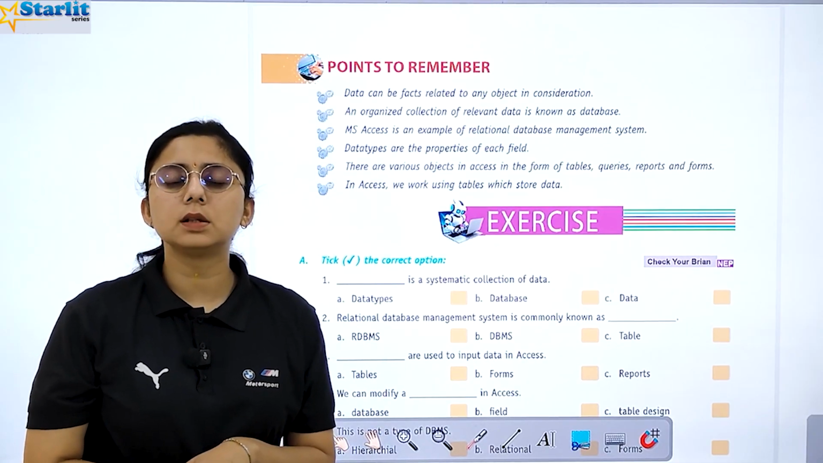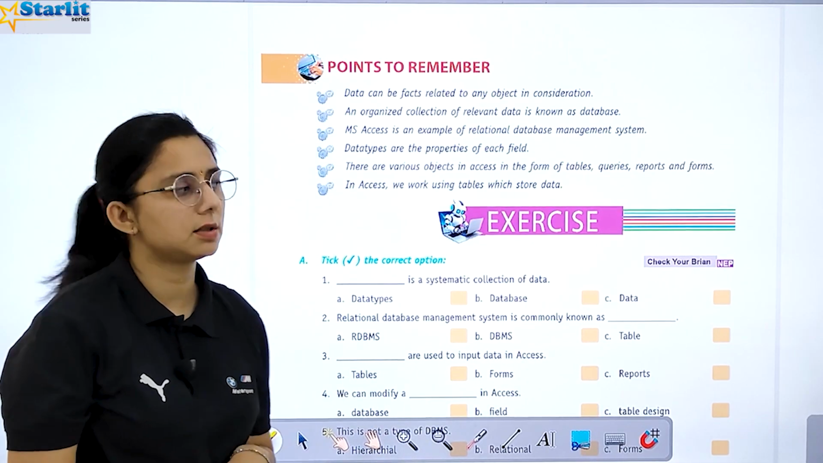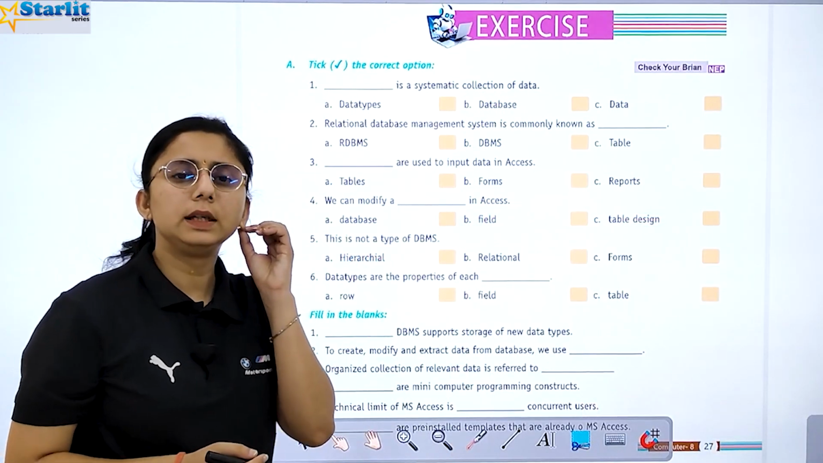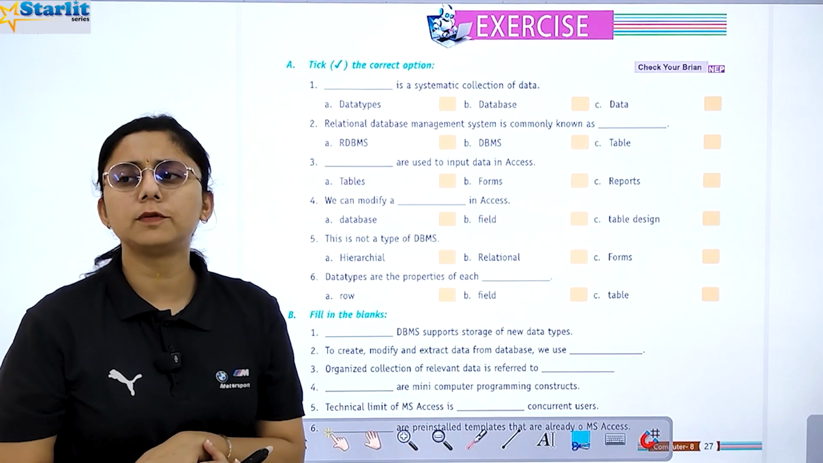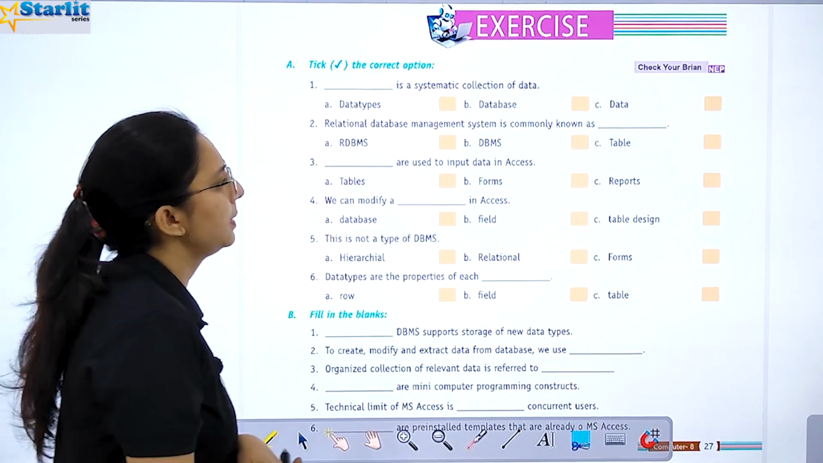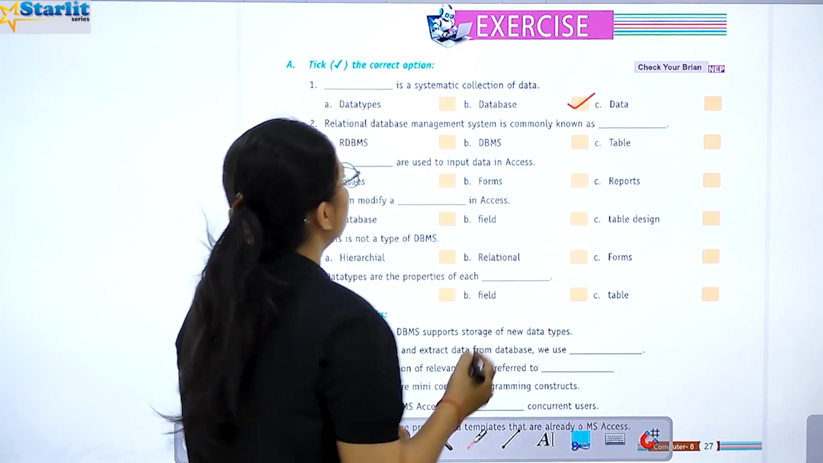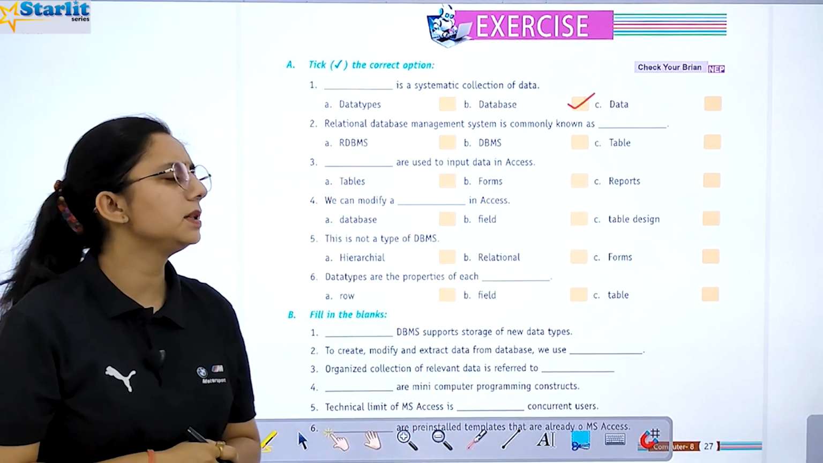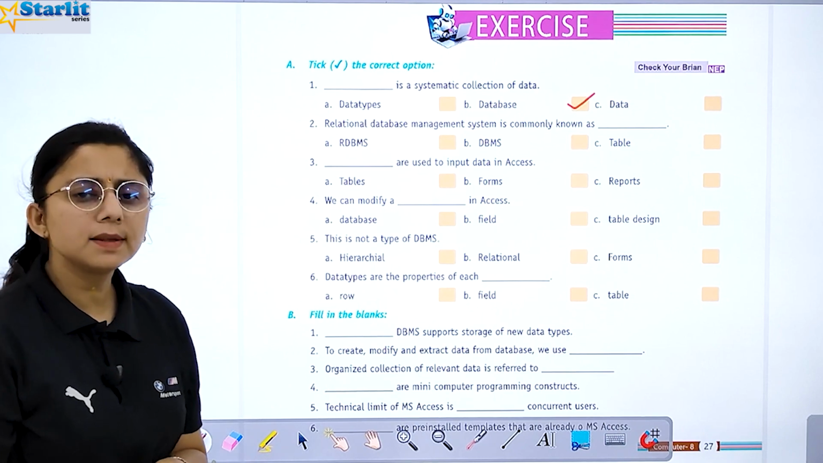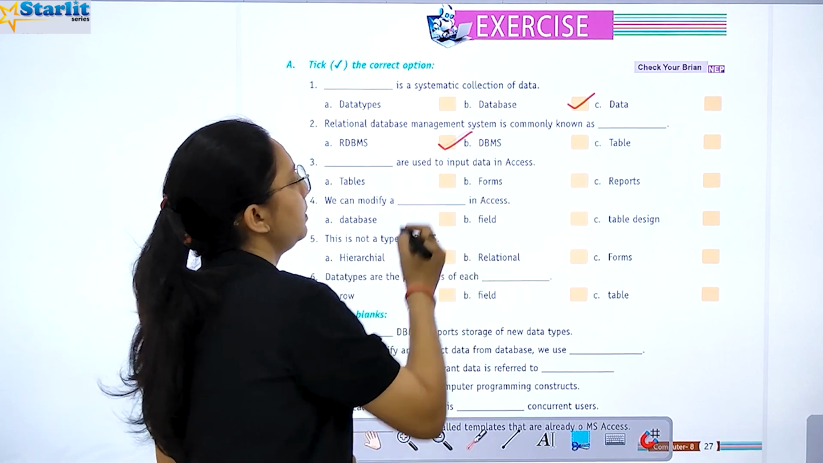Now we have completed this chapter. Let's move to the exercise now. First is tick the correct option. Dash is the systematic collection of data. What? That is your data types, database या data. तो आपका database. Relational database management system is commonly known as RDBMS, DBMS या table. That is RDBMS.